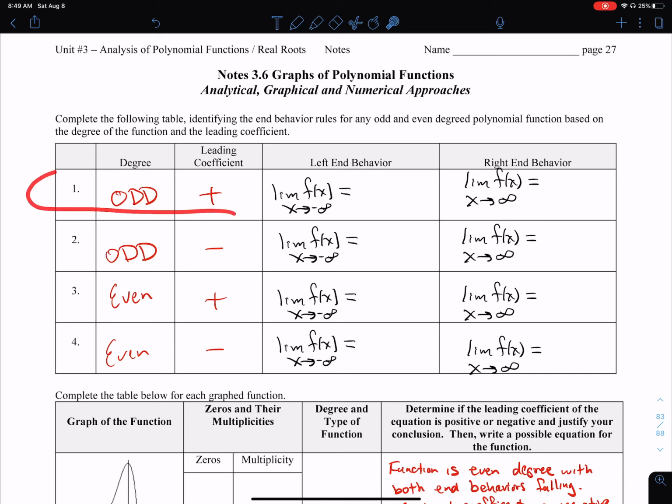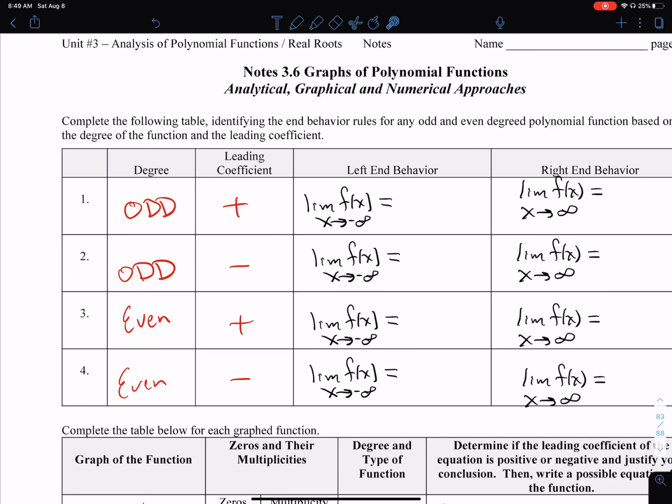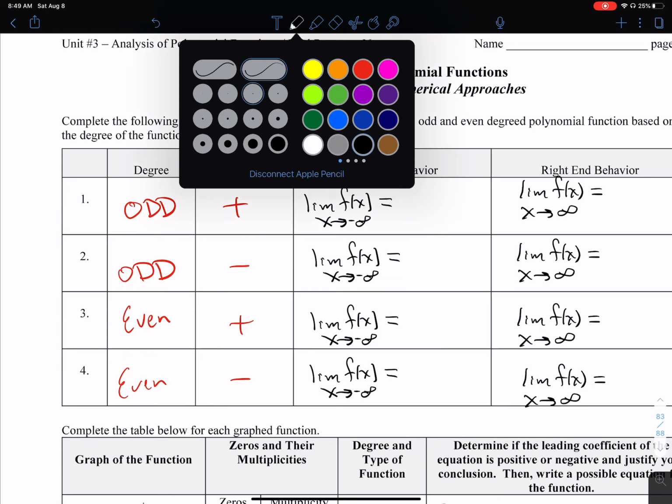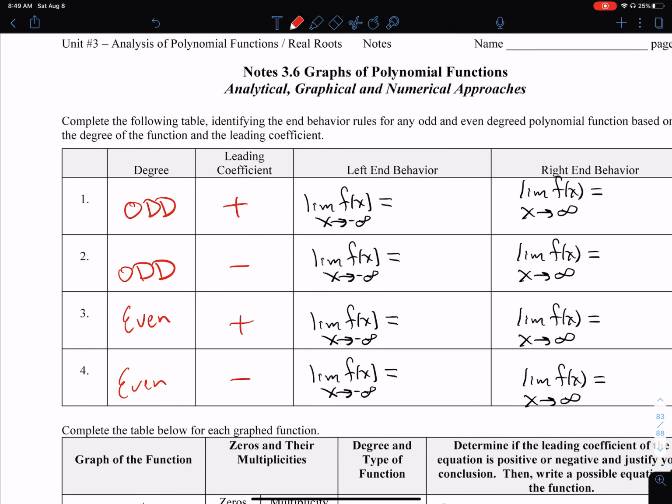Scenario one. Now, I don't recommend blindly memorizing this. I do not have this memorized, and I've been teaching this for a few years now. What I do is I try to think, do I know an odd degree function whose leading coefficient is positive? And I sure do. The easiest one that I can think of is y equals x, which I believe we all know looks like this. It has a y-intercept of 0, which is not relevant for what we're talking about right now. It has a slope of 1, which is relevant.